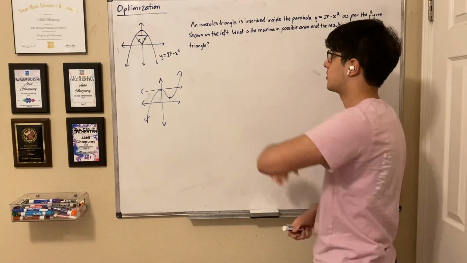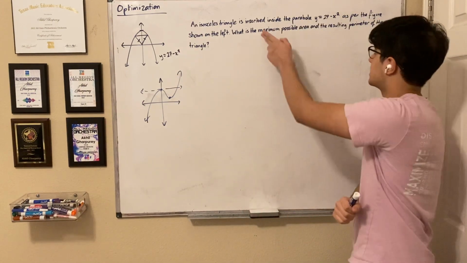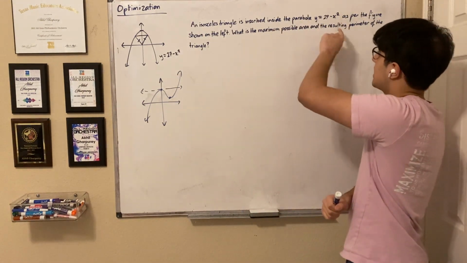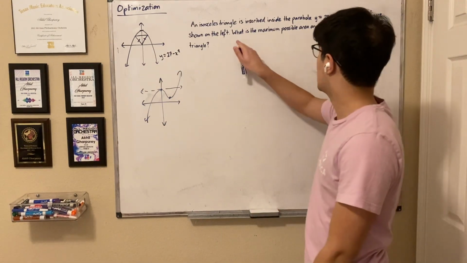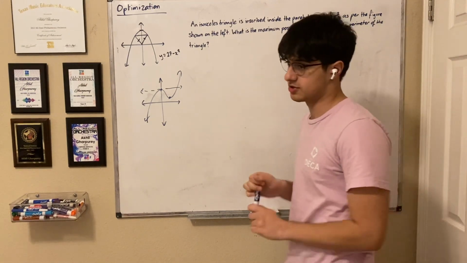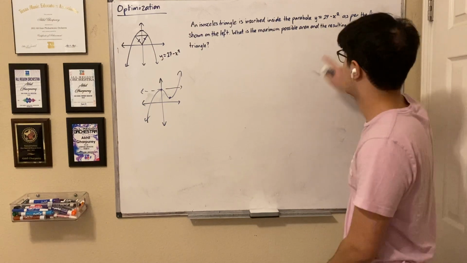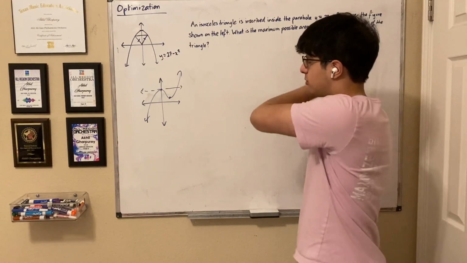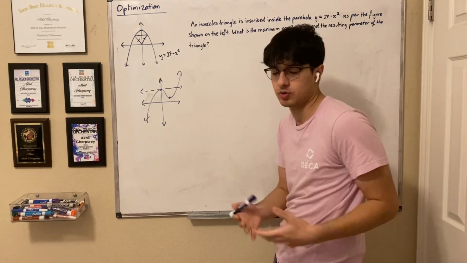So let's take a look at this problem that we have. It says that an isosceles triangle is inscribed inside the parabola y equals 27 minus x squared, just like this, as per the figure shown on the left. What is the maximum possible area and the resulting perimeter of the triangle? So notice the wording in the question here. We're not finding the maximum perimeter, we're finding the perimeter of the triangle with maximized area. It's a bit wordy, but who cares?